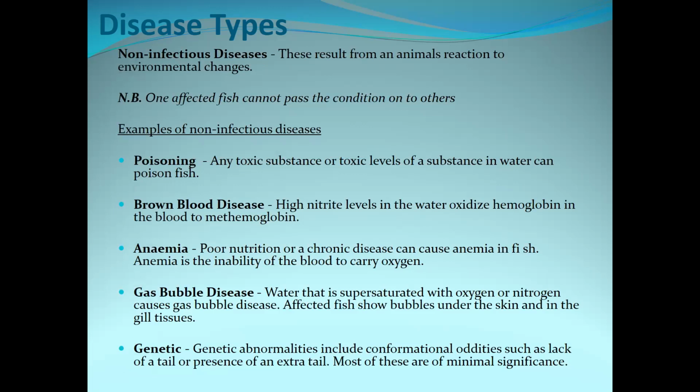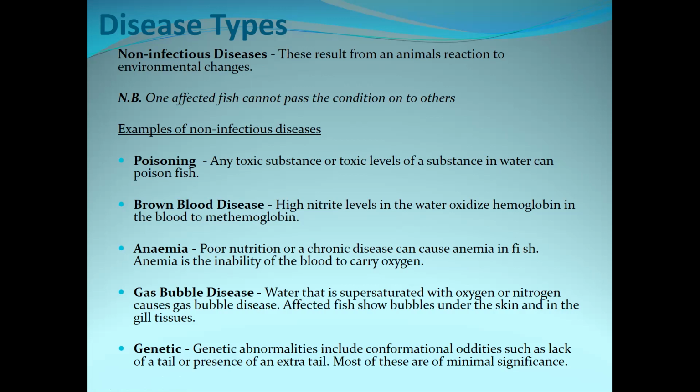Poisoning. Any toxic substance or toxic levels of a substance in water could poison fish. Brown blood disease. When nitrites accumulate within the system, I would have mentioned this when we did water quality. Remember, you have ammonia converted to nitrites and then to nitrates. Nitrites bind to the hemoglobin in the fish's blood and cause something called methemoglobin. Basically, it's referred to as brown blood disease, and it is a disease where the blood can no longer effectively transport oxygen, right? And that in itself is a problem.